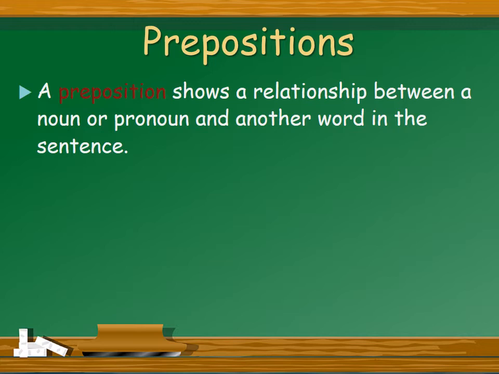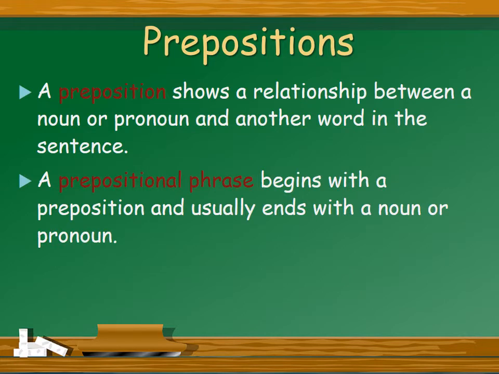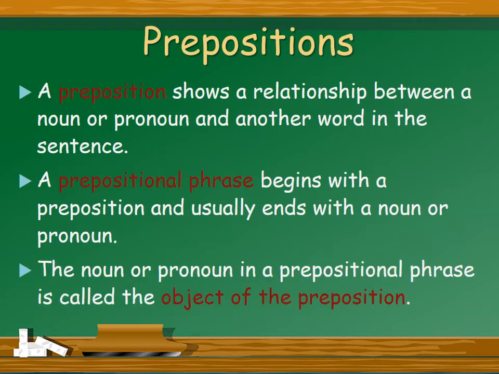A preposition shows a relationship between a noun or pronoun and another word in the sentence. A prepositional phrase begins with a preposition and usually ends with a noun or pronoun. The noun or pronoun in a prepositional phrase is called the object of the preposition.